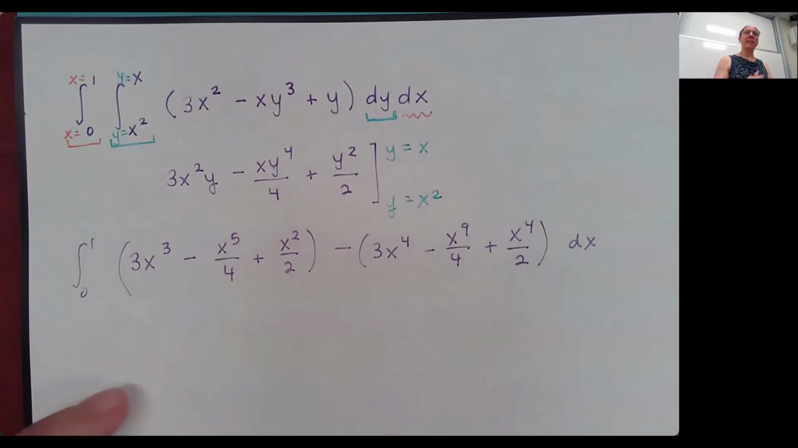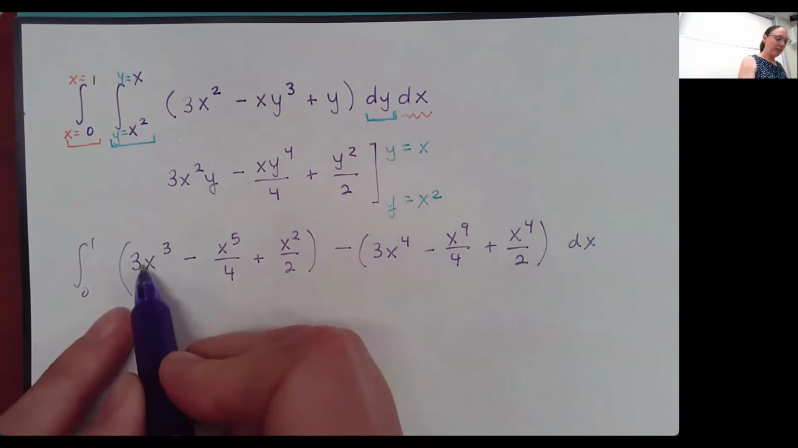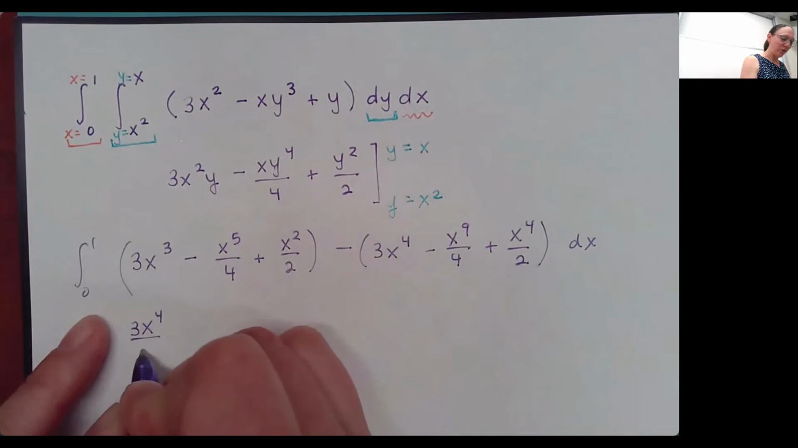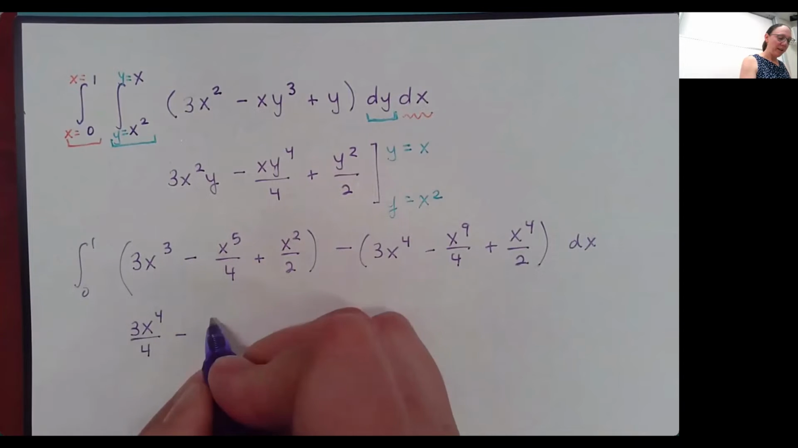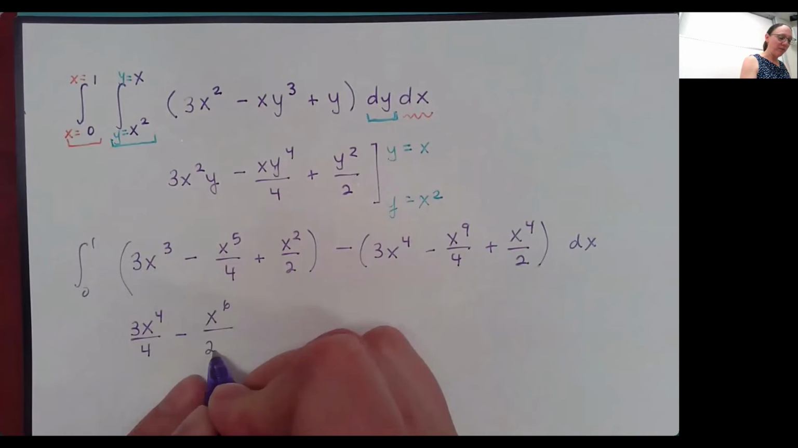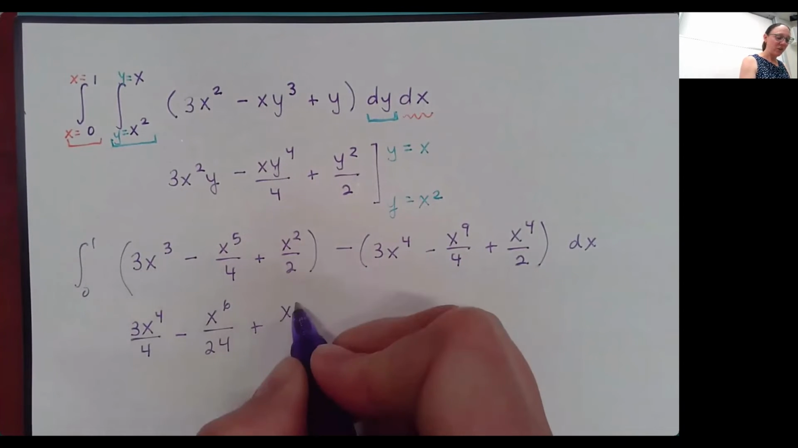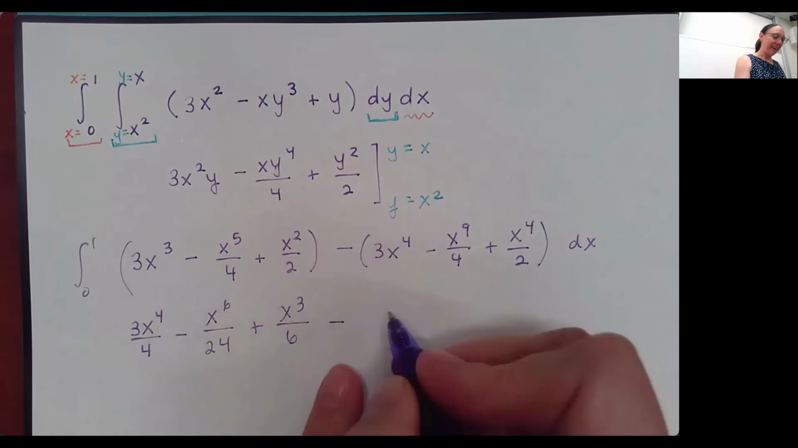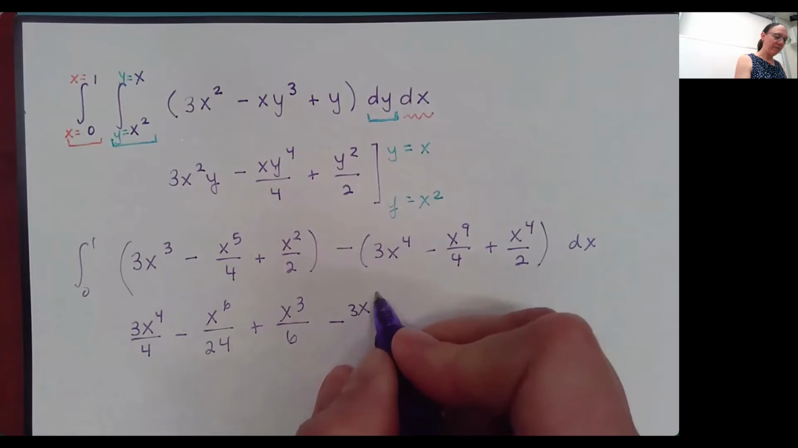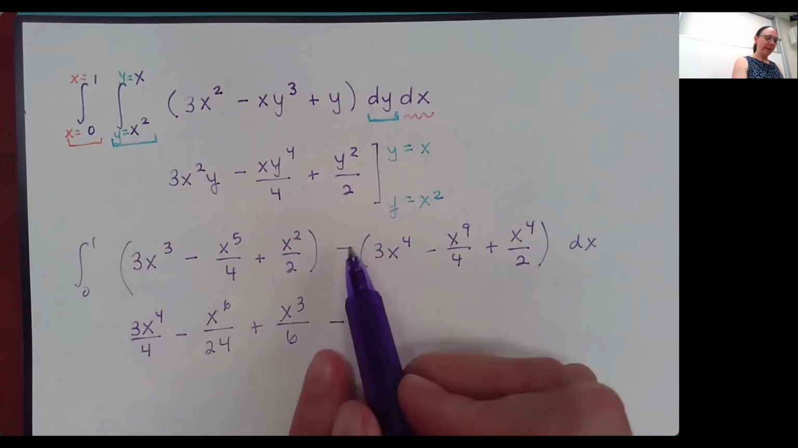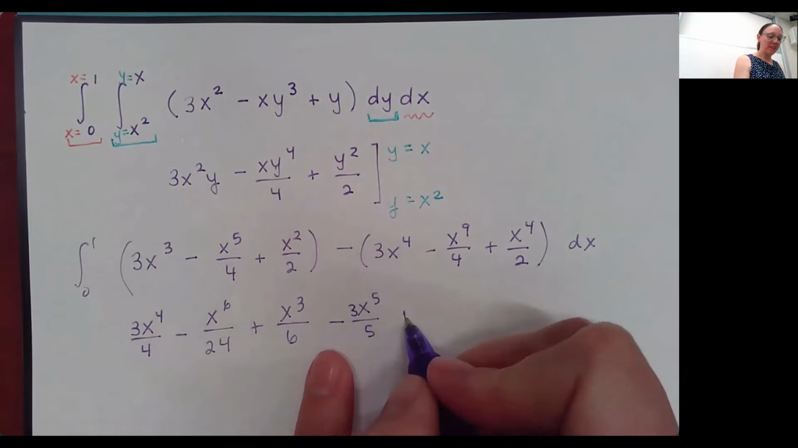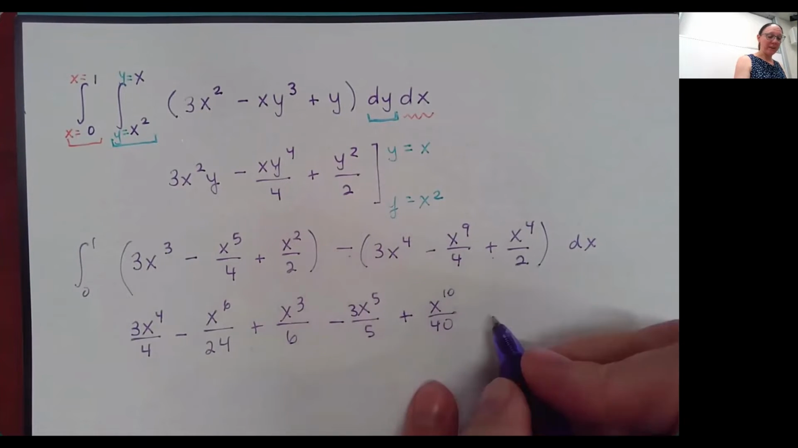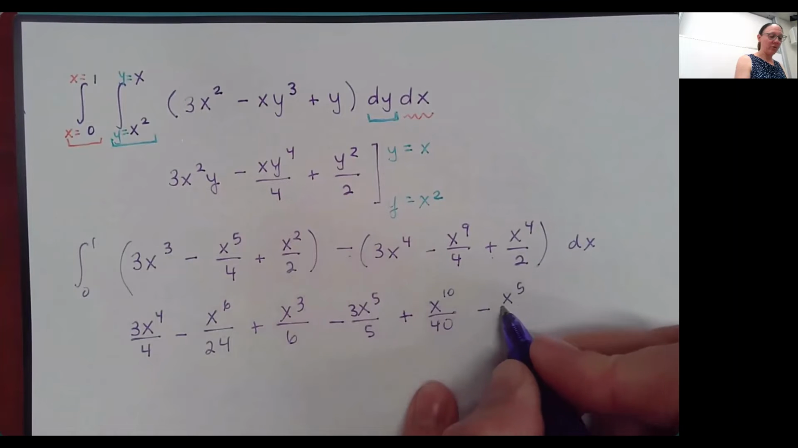So now I'm just quickly integrating with respect to x, add 1 to the exponent. It's going to give me 3x to the 4th over 4, x to the 6th over 24, x cubed over 6. And then I'm going to have negative 3x to the 5th over 5. Minus a minus will make that plus x to the 10th over 40. Distributing that minus sign through, I'll have x to the 5th over 10.